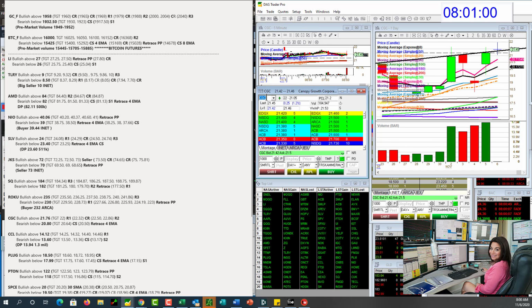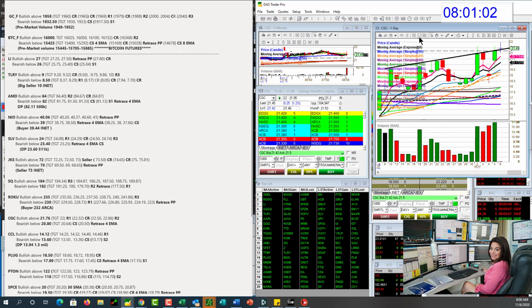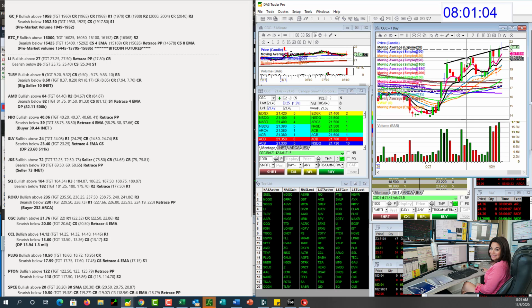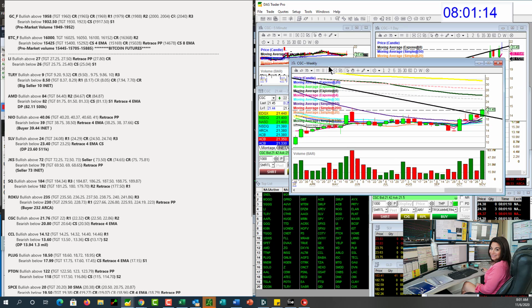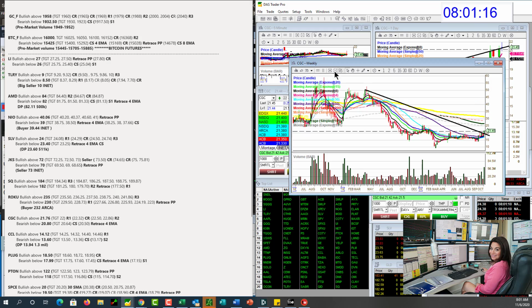CGC, trying to break out here. See this trend line right here? Yep, we've upthrusted it a couple times. If it closes above that, uber bullish for CGC. It already has on the weekly chart, and this has been in my Dark Pool Insights, by the way, for the swing trades.